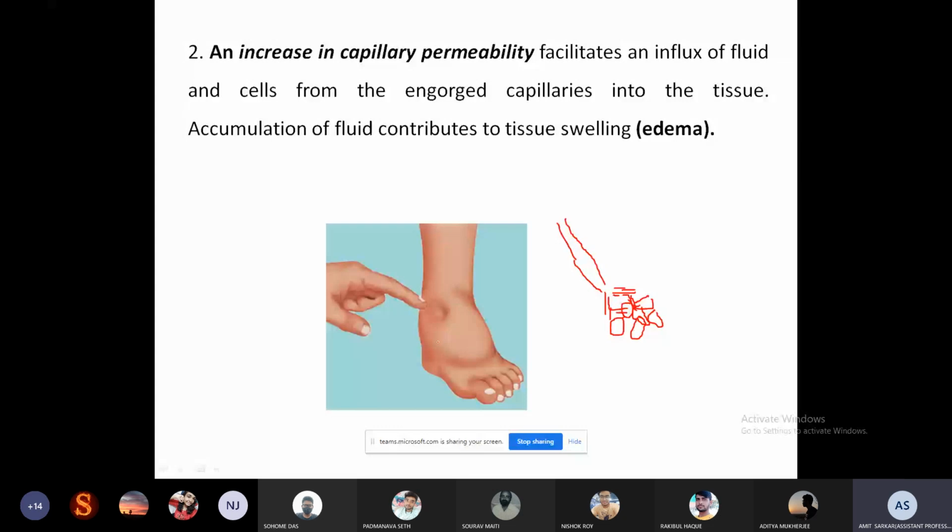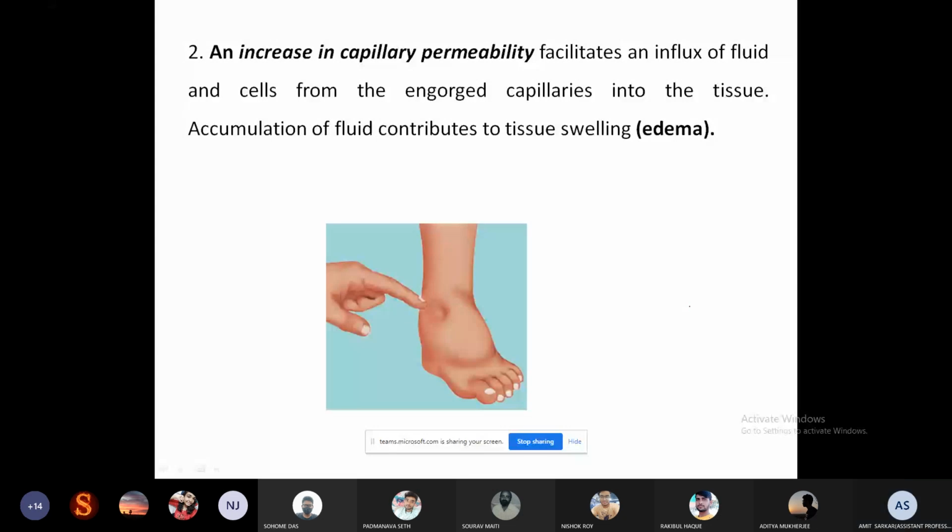When fluid has accumulated due to the increase of capillary permeability, it is called edema. That is also another clinical term. So erythema is the redness and edema is the swelling. Any type of swelling of our body in clinical terms is known as edema. So we have seen two different things and how they are happening.